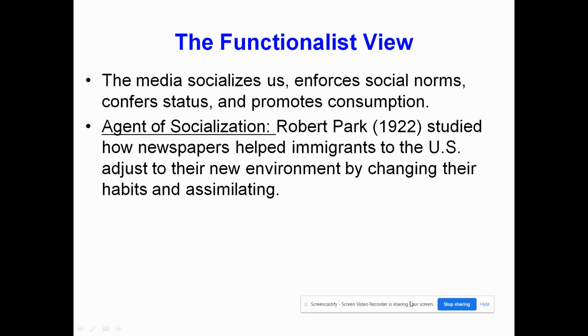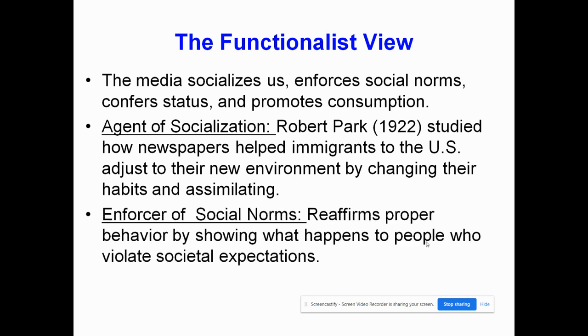One of the earliest agents of socialization was a sociologist by the name of Robert Park. He studied how newspapers would help people coming into the country change their old habits and assimilate into the American experience, particularly in the cities.